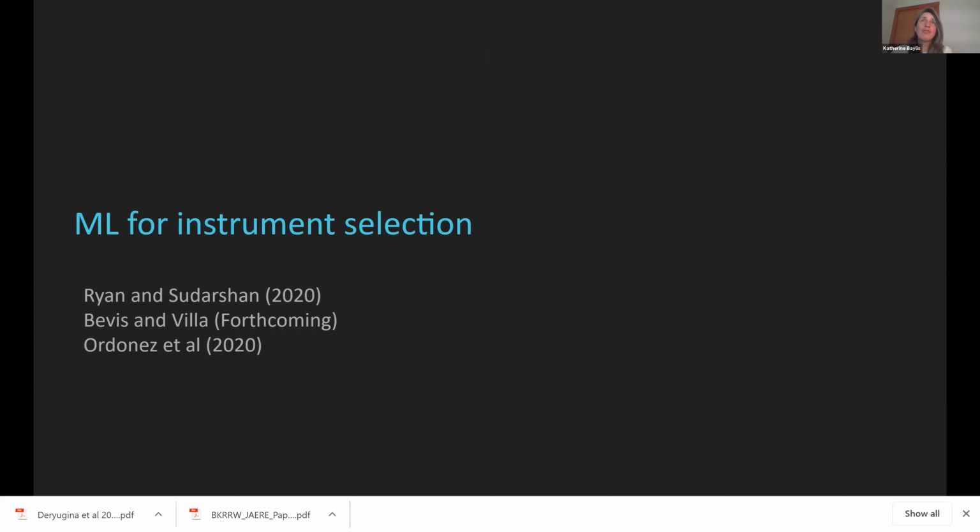Another place where people have used machine learning in agricultural economics and environmental econ is instrument selection. I admit when I first read about this, I thought, if you have the problem of too many instruments, I don't usually have that problem. But in some cases you might.